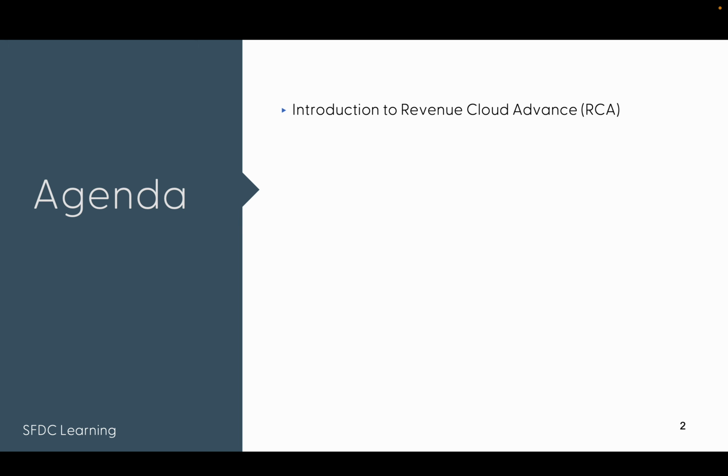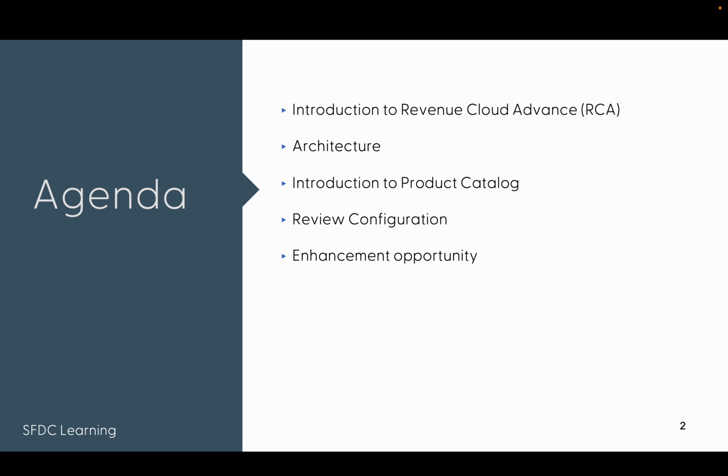First of all, we are going to see an introduction to Revenue Cloud Advanced. We are going to see an architecture of Revenue Cloud Advanced as well. Then we'll have an introduction to product catalog. We'll review the configuration, how product catalog, categories, category hierarchies, and we can associate product to them. And then we'll look at some enhancement as well, which would be great to have if Salesforce does.